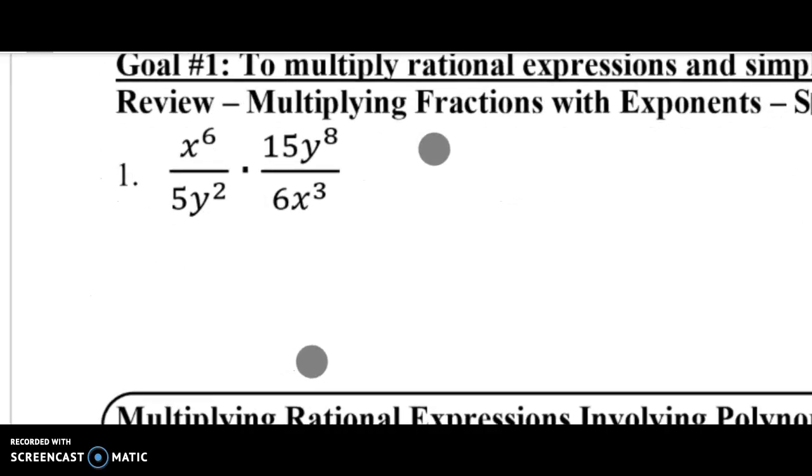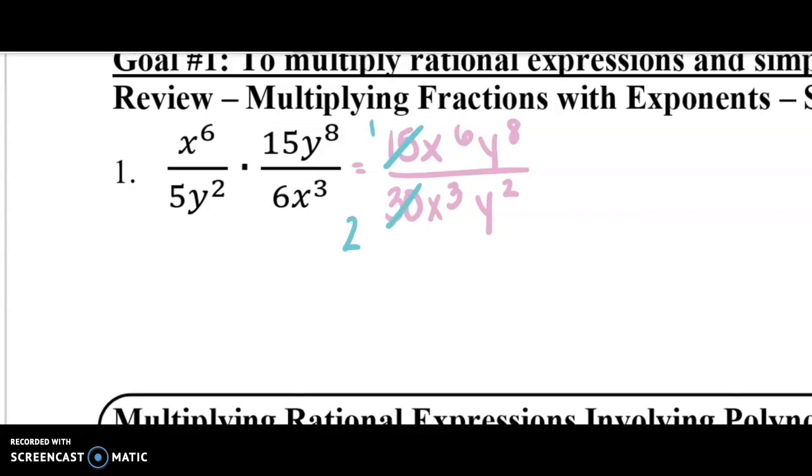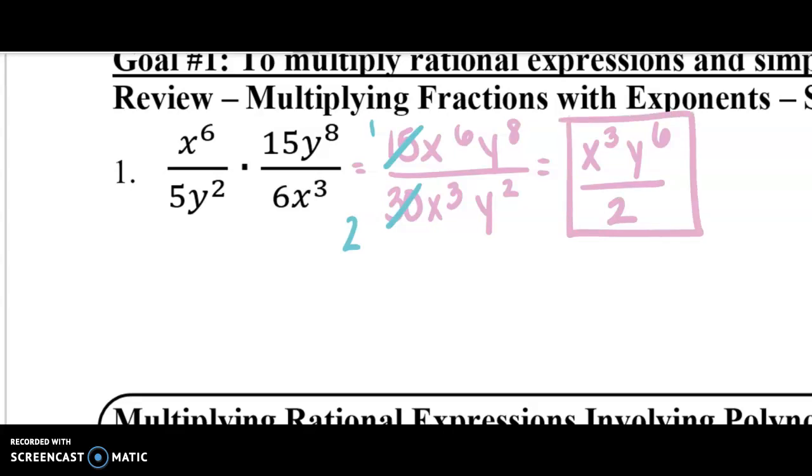Okay, so looking at number 1, first thing you do is simplify the two fractions individually if you can. Then from there, we're going to multiply straight across. So 15 x to the 6th, y to the 8th, over 30 x to the 3rd, y to the 2nd. From there, the 15 and the 30 can simplify to 1 and 2. And then you would be left with x to the 3rd, y to the 6th up top. Remember, when you divide the terms, you subtract the exponents, and that's going to be over 2. All that would be left over in the bottom is 2.